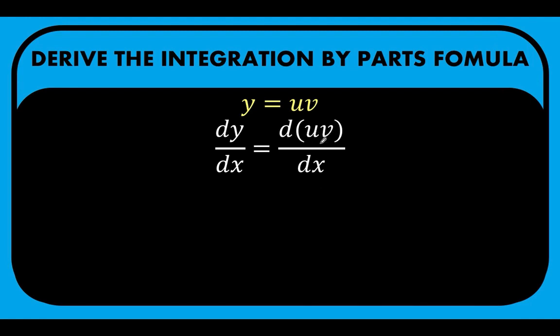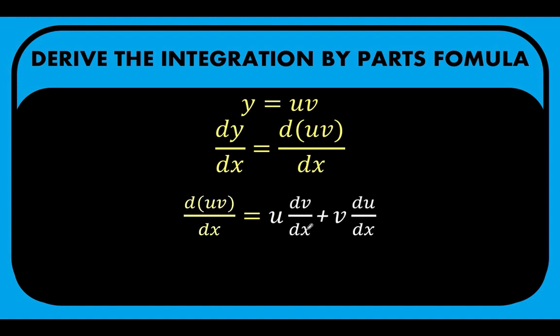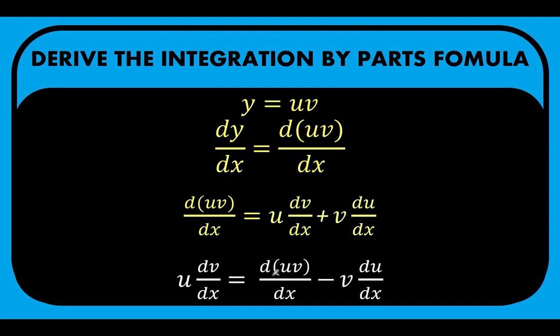On the right side, we are asked to find the derivative of the product of the two functions u and v. So to get the derivative of u times v, we apply the product rule of differentiation. So we have the first function u times the derivative of the second function, plus the second function v times the derivative of the first function u. Then we can subtract v du/dx from both sides, and by rearranging, we arrive at this new form. The first function times the derivative of the second function is equal to the derivative of the product of the two functions minus the second function times the derivative of the first function.